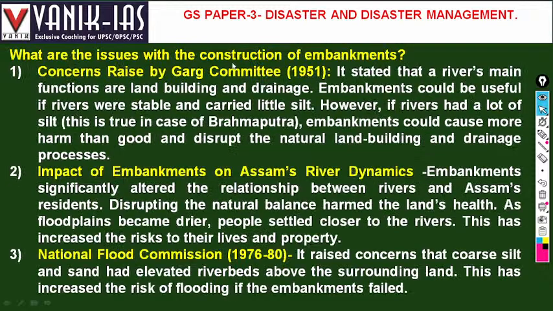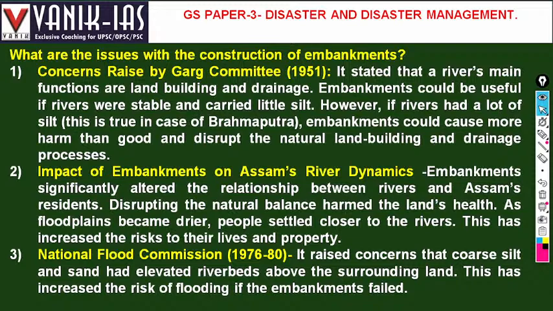What are the issues with the construction of the embankments? Concerns were raised by the Gar Committee in 1951. It stated that a river's main functions are land building and drainage. The embankment could be useful if rivers were stable and carried little silt. However, rivers have a lot of silt. This is true in the case of the Brahmaputra. Embankments could cause more harm than good and disrupt the natural land building and drainage process.